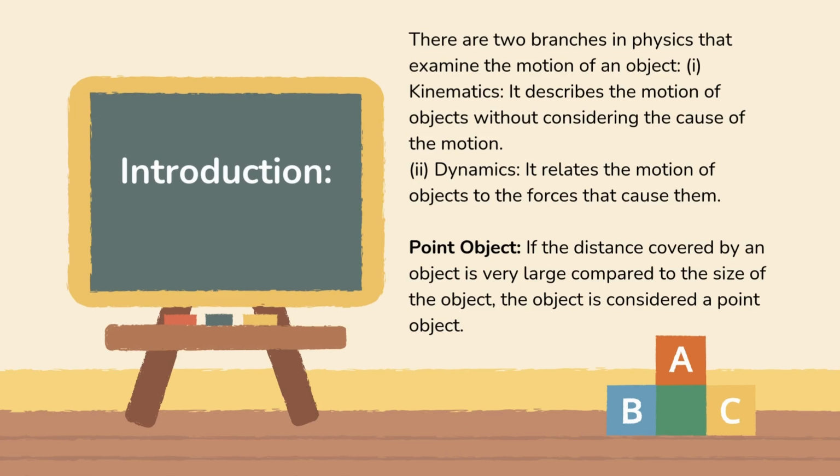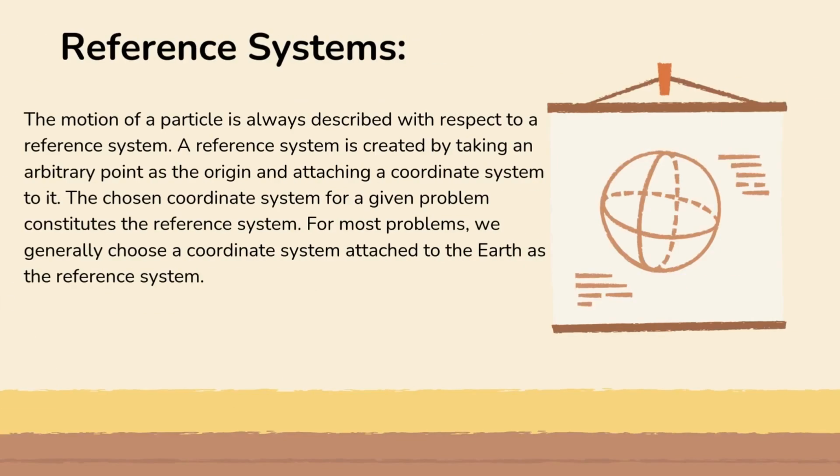Point object. If the distance covered by an object is very large compared to the size of the object, it is considered a point object. Reference systems. The motion of a particle is always described with respect to a reference system. A reference system is created by taking an arbitrary point as the origin and attaching a coordinate system to it. The chosen coordinate system for a given problem constitutes the reference system. For most problems, we generally choose a coordinate system attached to the Earth as the reference system.